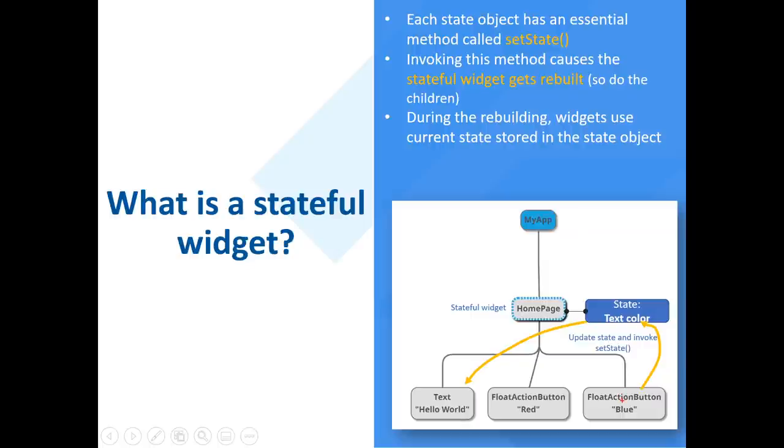Okay, so let's take this scenario. I'm pressing a button, the floating action button. So what actually happens behind the scene is that our program will update the state. Okay, and then at the same time, it also calls setState. Why? To rebuild this home page. Once the home page gets rebuilt, it also rebuilds all the children.